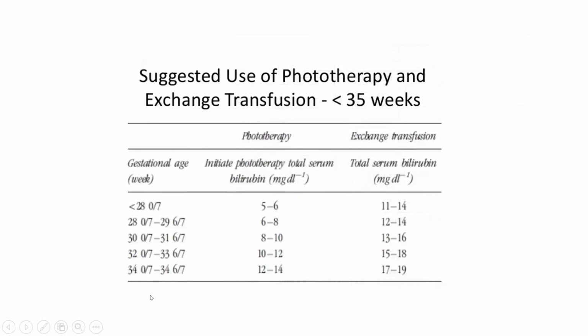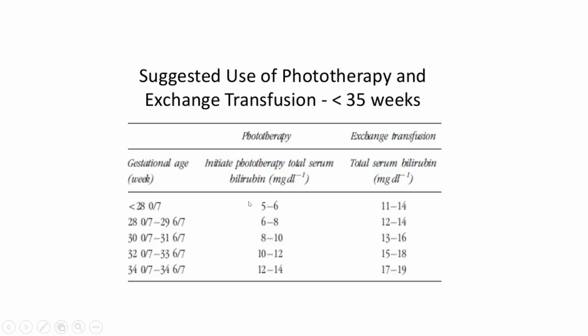There's been some literature that's come out with some guidelines for our little babies, and this is an example of that. So we have less than 28 and 0. We initiate phototherapy with the total serum bilirubin level between 5 and 6. And then it gives exchange transfusion recommendations of a total serum bili for that same age group of 11 to 14.